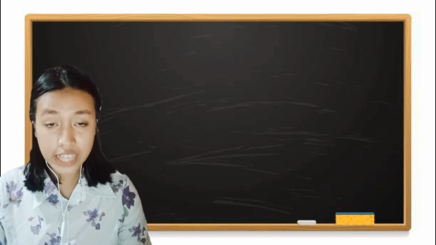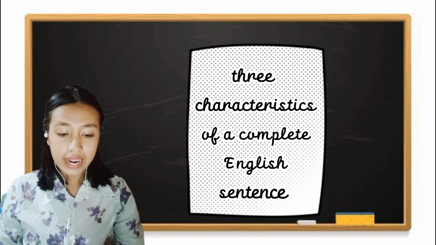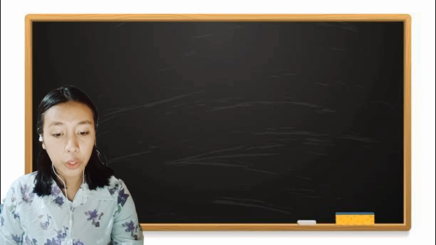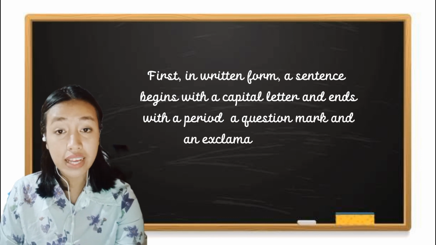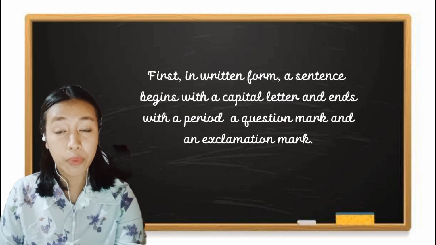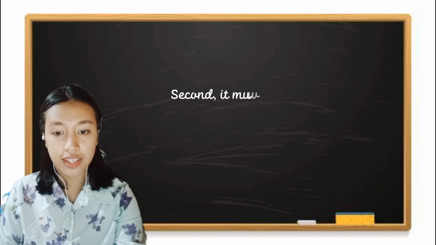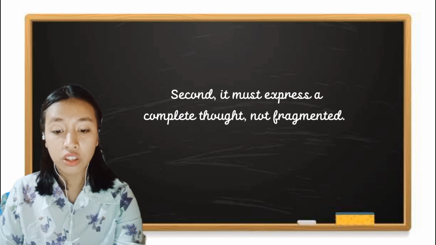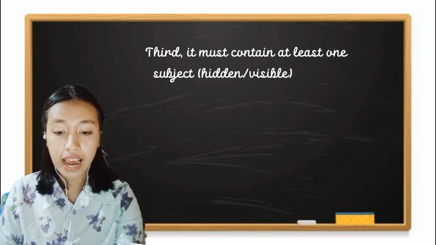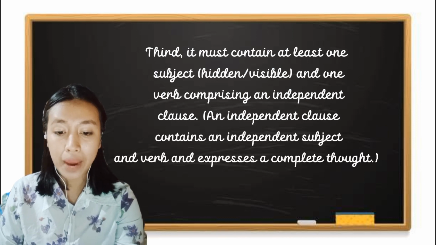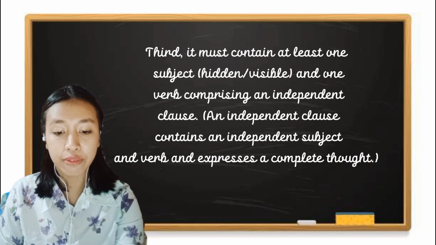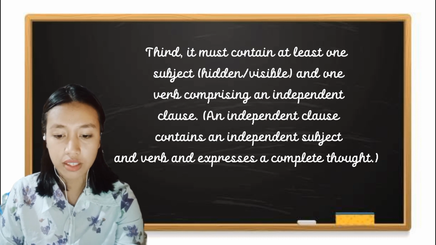A complete English sentence must have three characteristics. First, in written form, a sentence begins with a capital letter and ends with a period, a question mark, or an exclamation mark. Second, it must express a complete thought, not fragmented. Third, it must contain at least one subject, hidden or visible, and one verb, comprising an independent clause. An independent clause contains an independent subject and verb and expresses a complete thought.